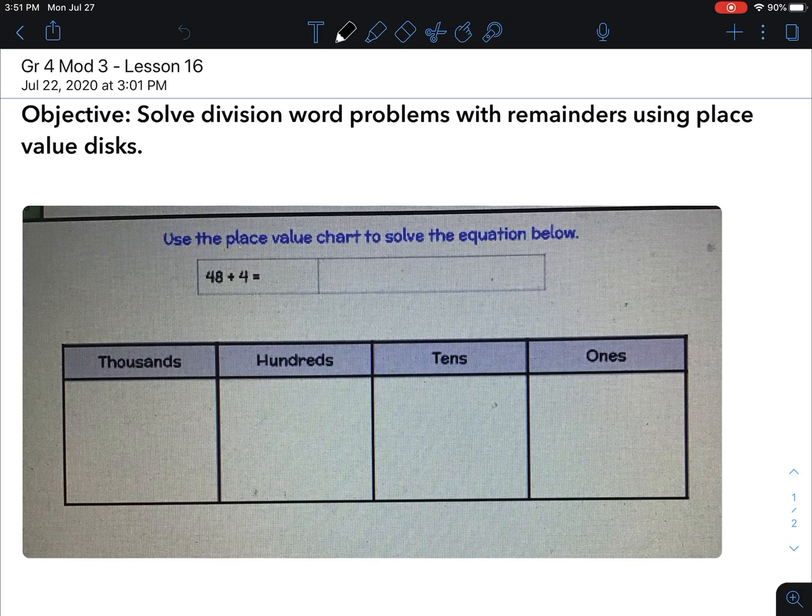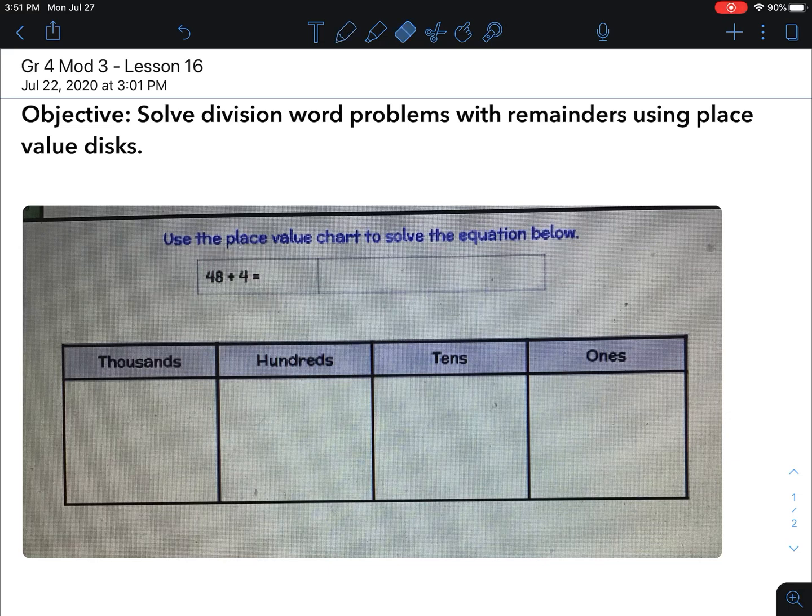The objective for this lesson is I can solve division word problems with remainders using place value disks. So we've multiplied using a place value chart and disks, and now I'm going to show you how to divide using them. So in this problem we have 48 divided by 4.